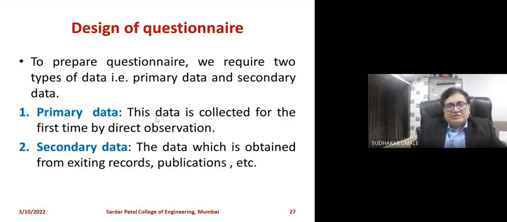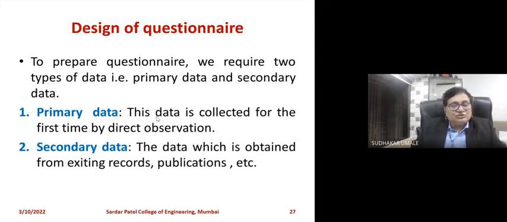So what exactly is primary data? The data is collected for the first time by direct observation. So this is the primary data. Secondary data is the data which is obtained from existing records or publications. Suppose you are referring to your publications, your different journals, and you are taking that data in your research, then it is called secondary data.